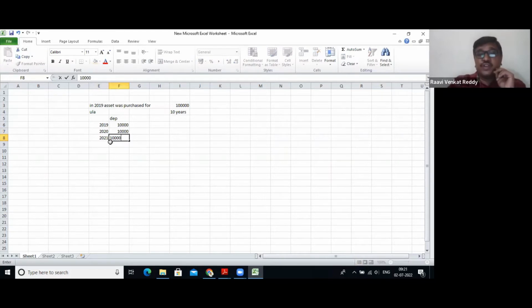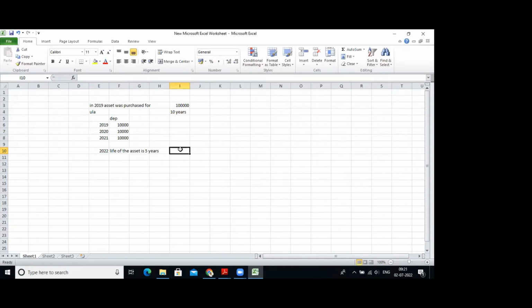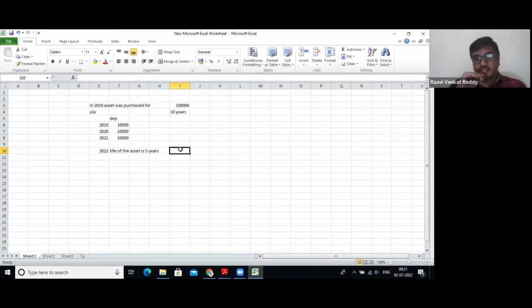Now in 2022, you estimated that the life of the asset is only 5 years. Actually, how many years should it be? 7 years. But now you estimated that the life of the asset is only 5 years. Now in 2022, how much depreciation will you charge? What will be the depreciation amount?